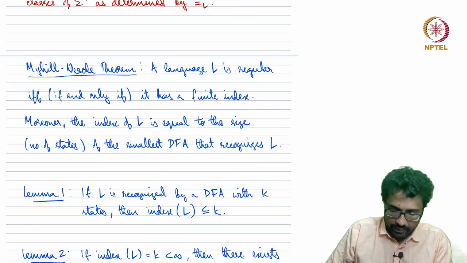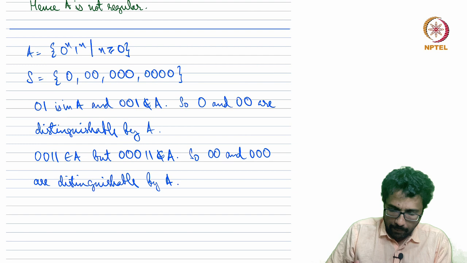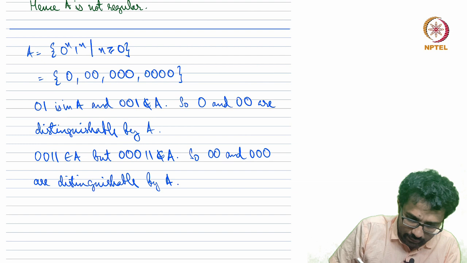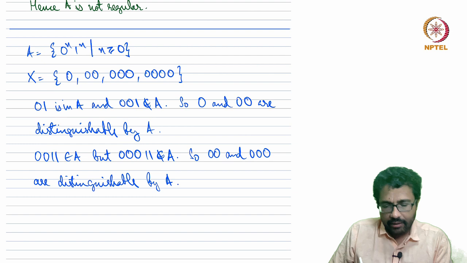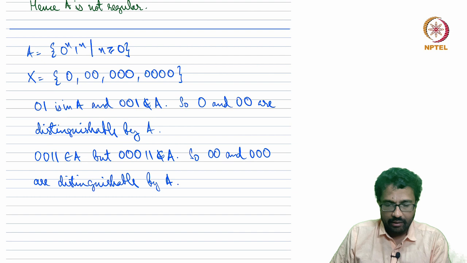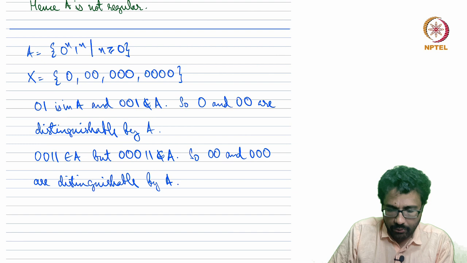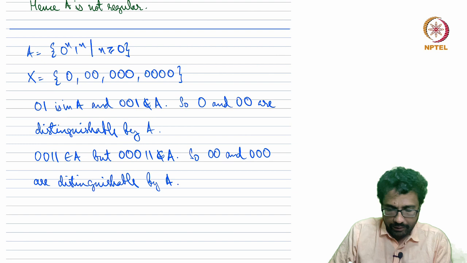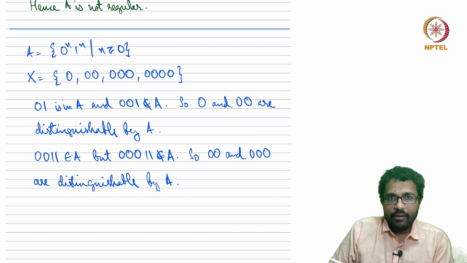So for instance, the example that we just saw, if you take the set, I'll just call it X instead of S, any two strings from the set X, you can indeed verify that they are distinguishable by the language A. So for instance, 01 is in A, but 001 is not in A. So 0 and 00 are distinguishable. 0011 is in A, but 00011 is not in A. So 00 and 000 are also distinguishable. And you take any two, right? So if you take 00 and 0000, the string 11 distinguishes them, right?